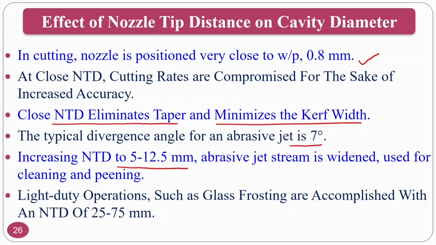Light duty operations such as glass frosting are accomplished with a nozzle tip distance normally beyond 25 mm. So whenever you want to do glass frosting and similar things, you just go for far away distances, beyond 25 mm, so that it will do some texturing on the surface of the glass. Some of the people who want to take up research areas on texturing of brittle materials can go for the abrasive jet texturing process also.